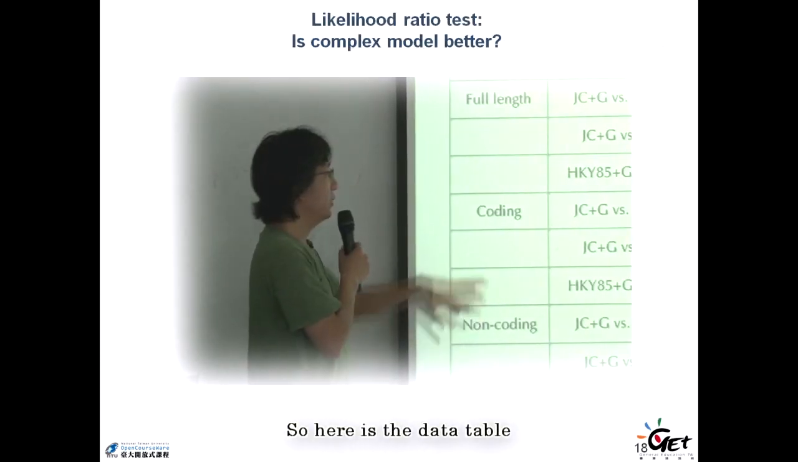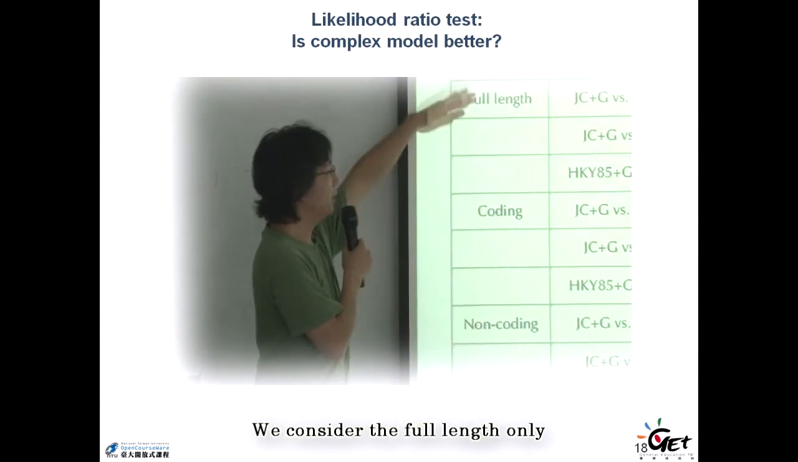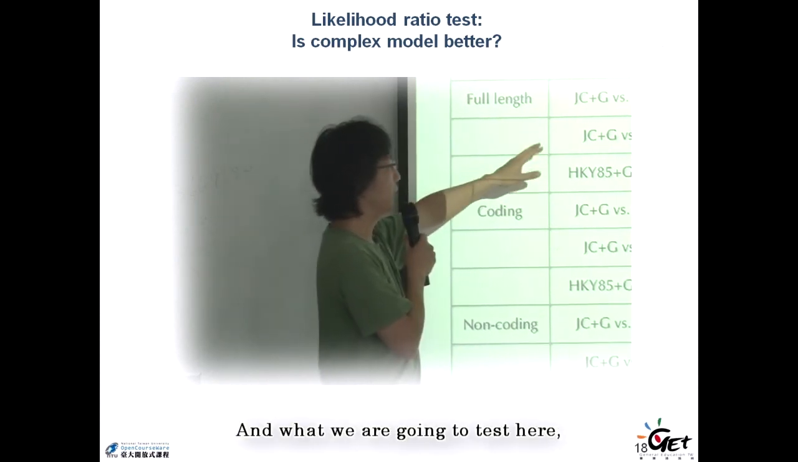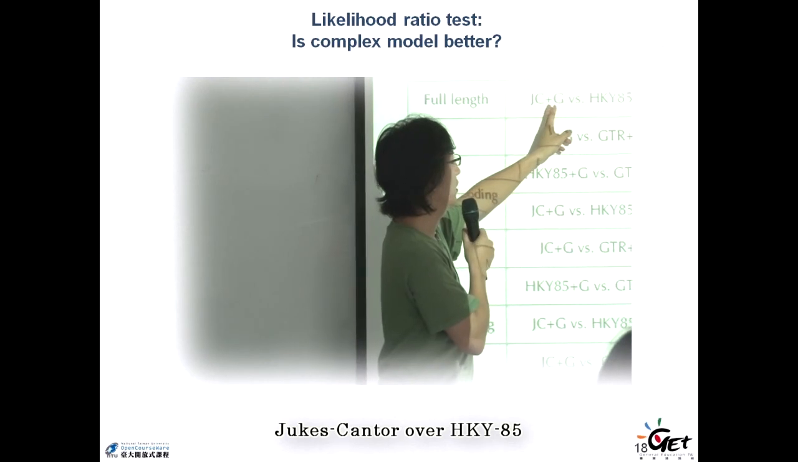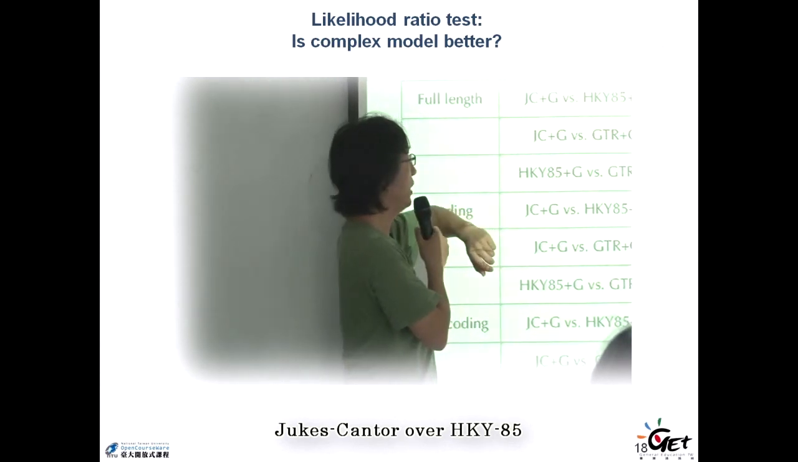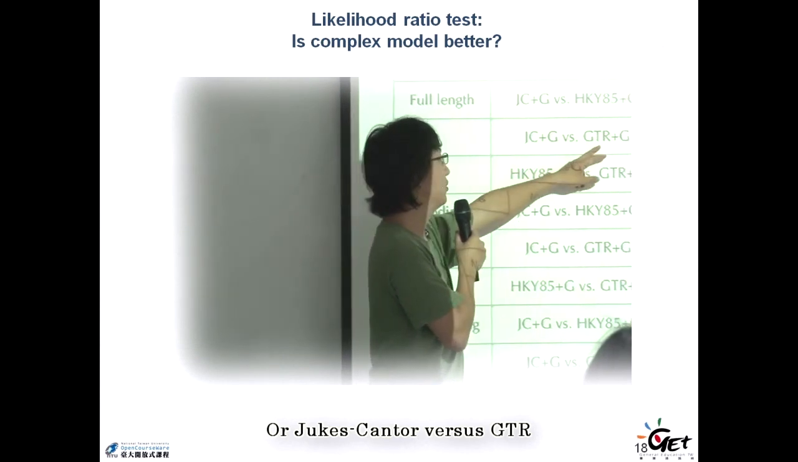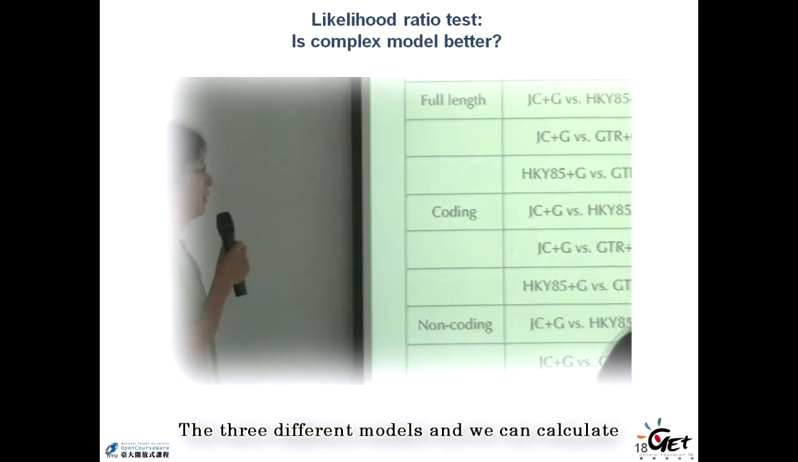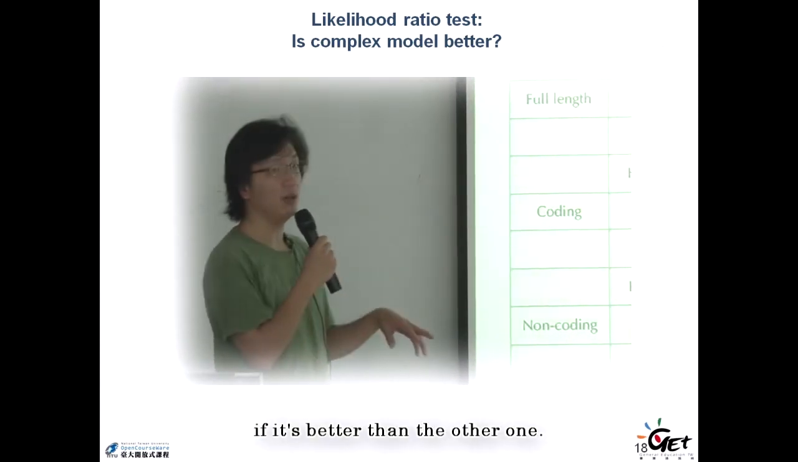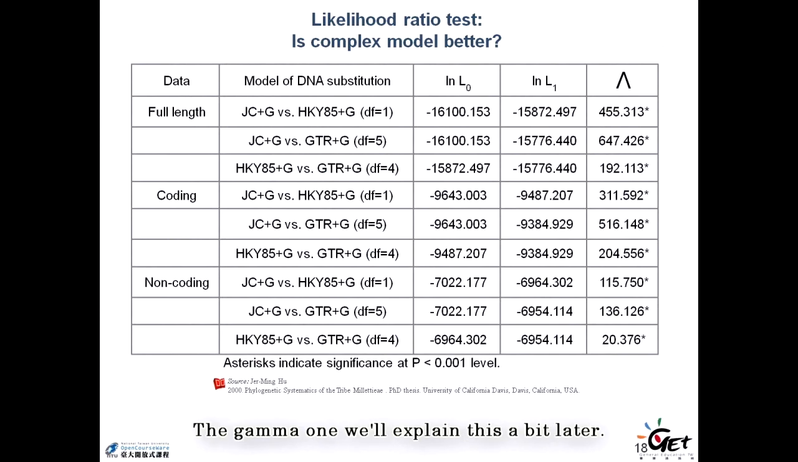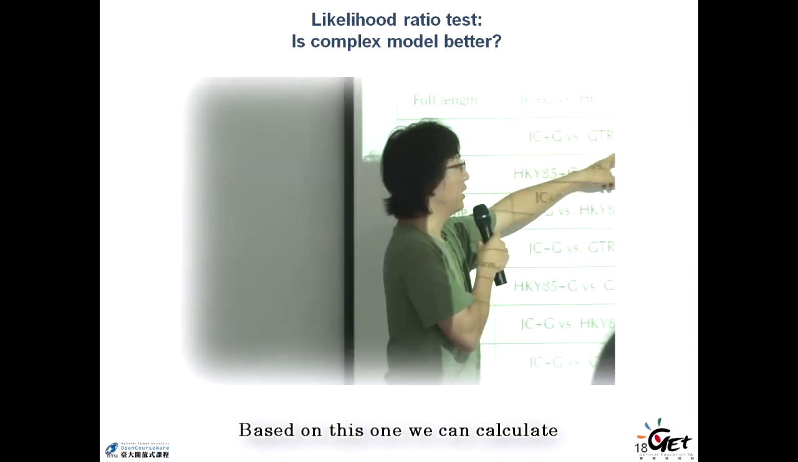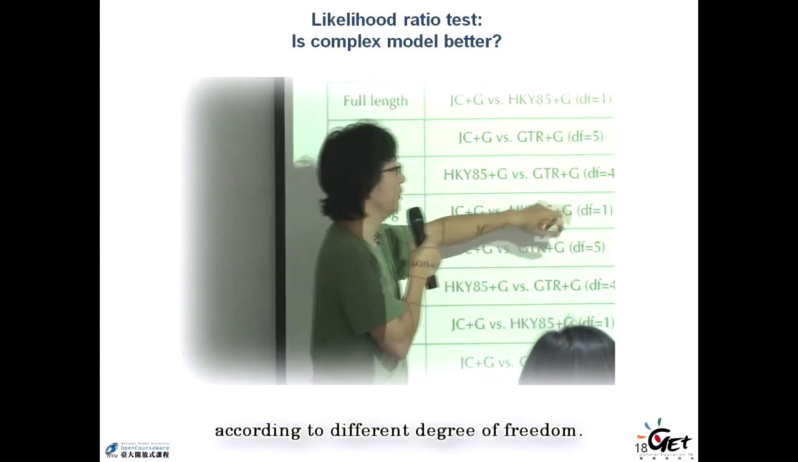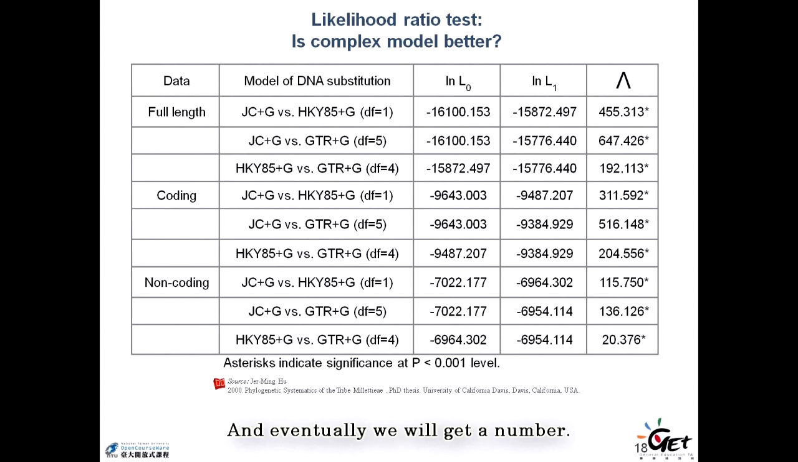Here is the data table for the full-length, coding and non-coding. If we consider the full length only, what we are going to test here is Jukes-Cantor versus HKY85, or Jukes-Cantor versus GTR, or HKY85 versus GTR, the three different models, and we can calculate whether it's better than the other one. The gamma I will explain a little bit later. Based on this, we can calculate according to the different degrees of freedom, and eventually we get the number, and we put a star, which means it's significant under the chi-square table.